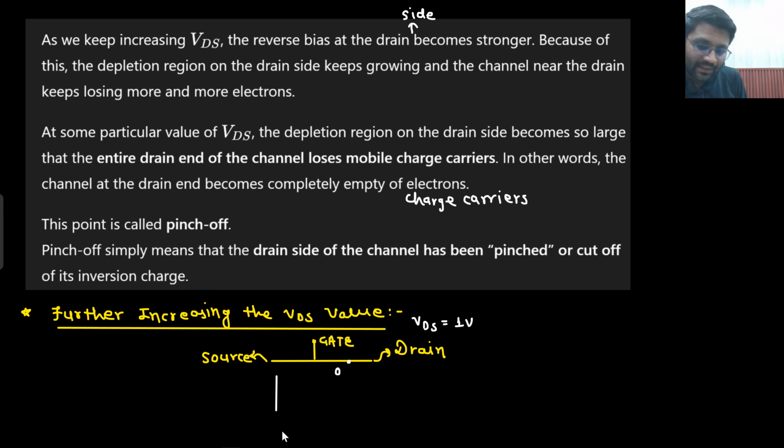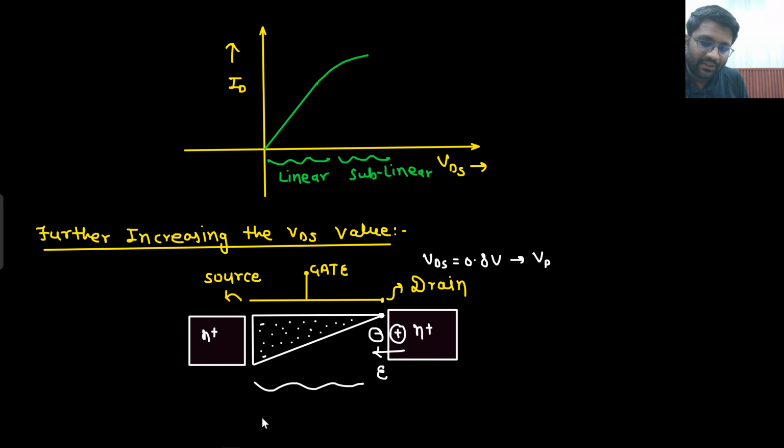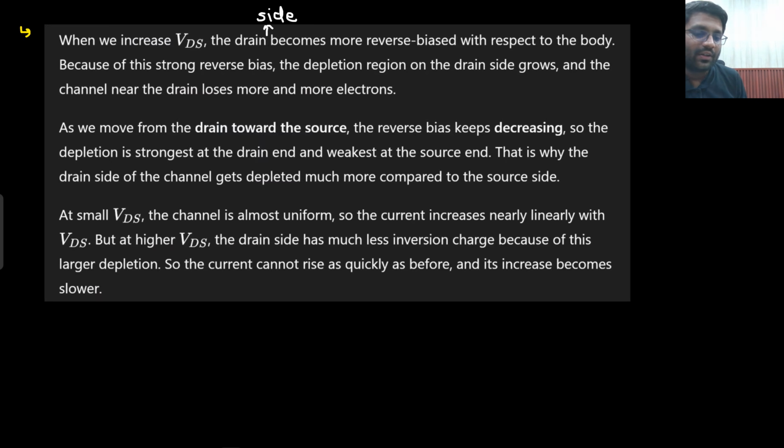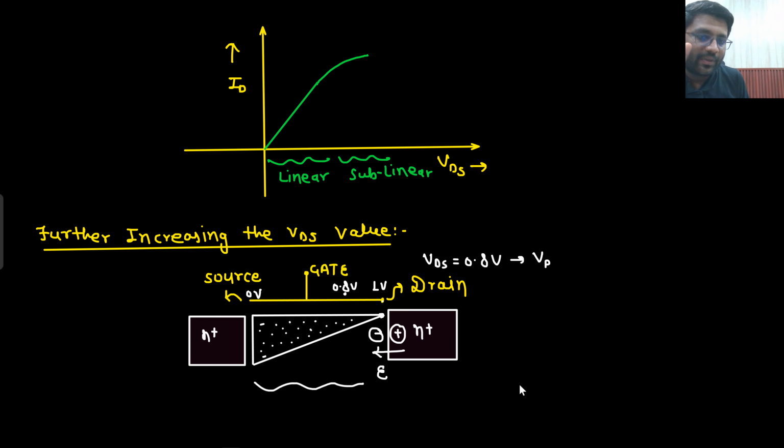This is our channel. Now I am saying that here I am applying 1 volt. So somewhere in the channel, this is 1 volt, this is 0 volt. Source is at 0 volt. So somewhere in the channel, at some point you will be having 0.8 volt. Why so? You have seen this distribution that I applied 3 volt, 2 volt, 1 volt and then 0 volt. So somewhere in the channel, you will be having 0.8 volt. And now this 0.8 volt is more than enough to deplete the channel.